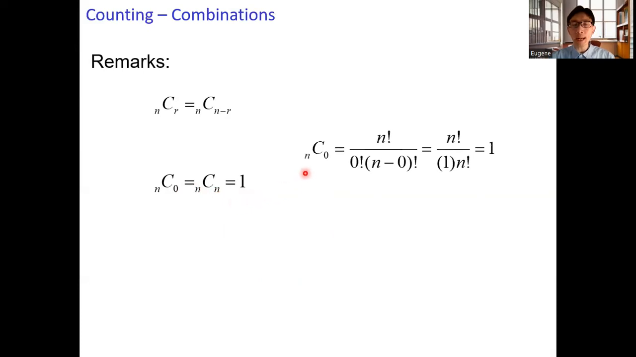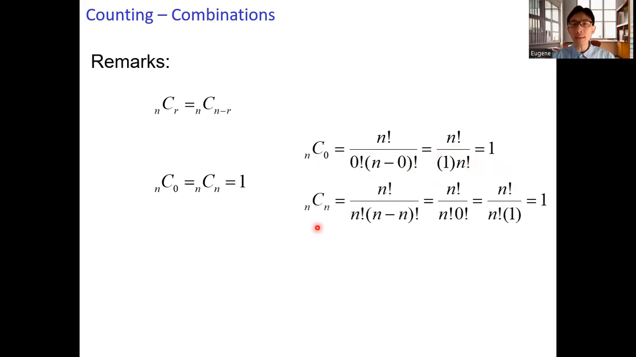In terms of the formula, nC0 is equal to n factorial over 0 factorial times (n minus 0) factorial. And 0 factorial by definition is equal to 1. So here nC0 is equal to n factorial divided by n factorial, which is equal to 1. And then nCn, here we have n factorial divided by n factorial times (n minus n) factorial. So n minus n is 0. So we have 0 factorial again. The value is 1. So here we have nCn equals 1.